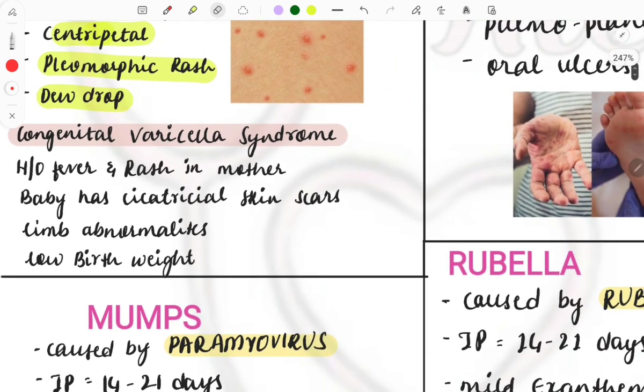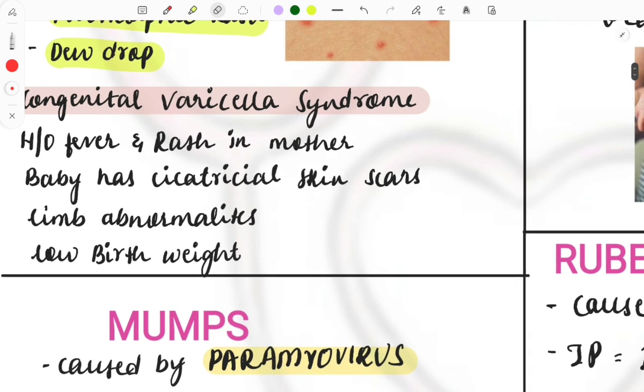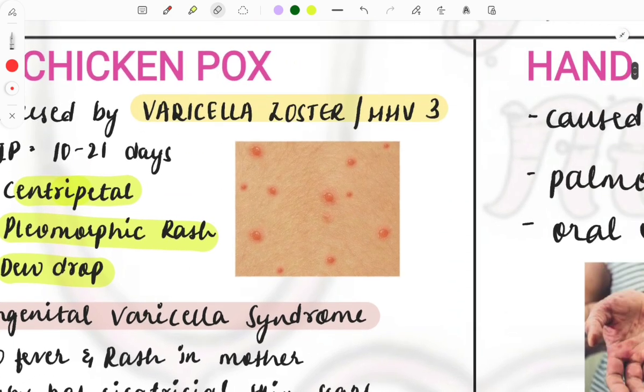And the congenital varicella syndrome: history of rash in the mother, the baby has cicatricial skin scars, limb abnormalities, and low birth weight. Okay, so these are the features associated with congenital varicella syndrome.